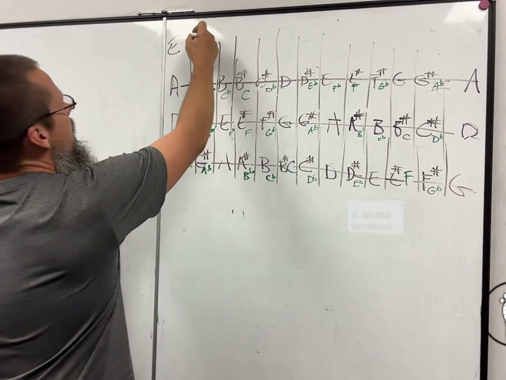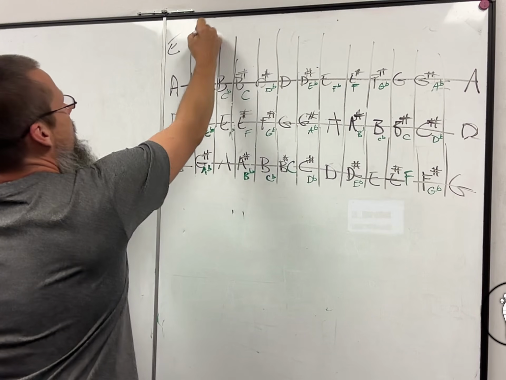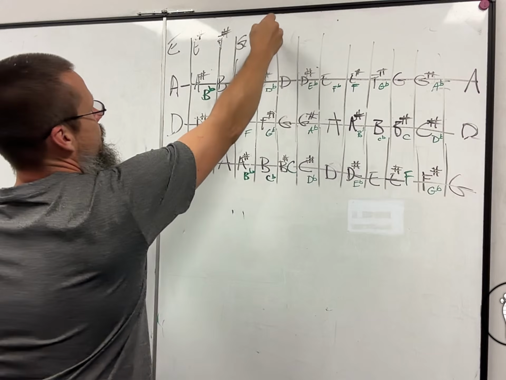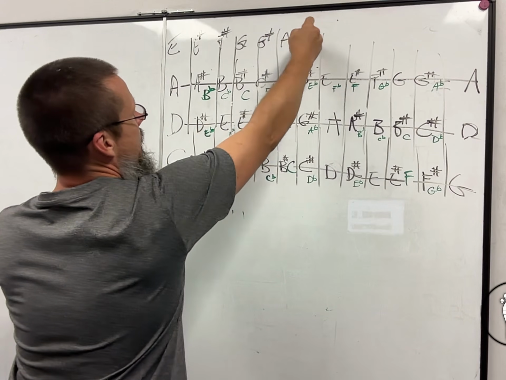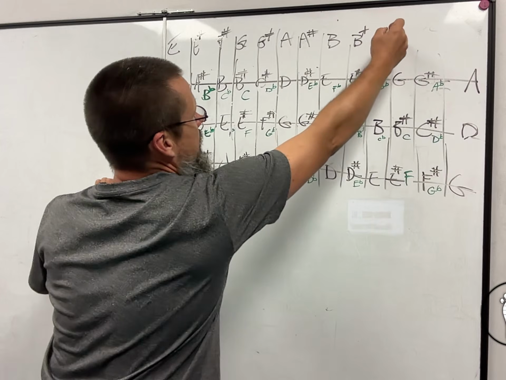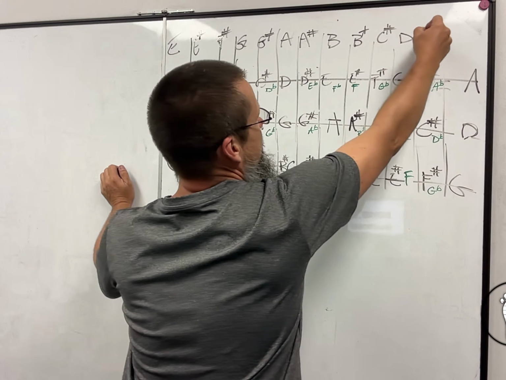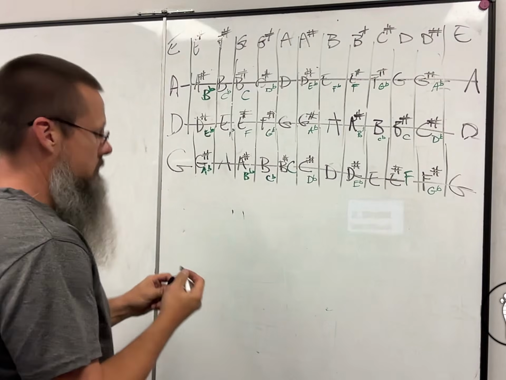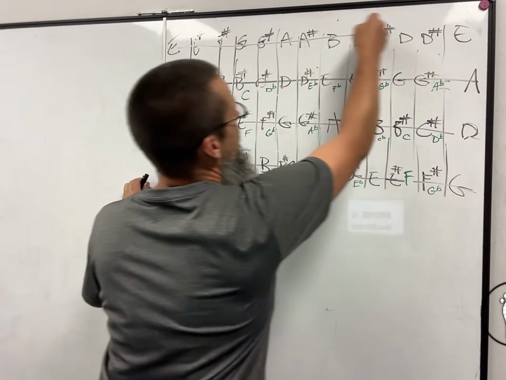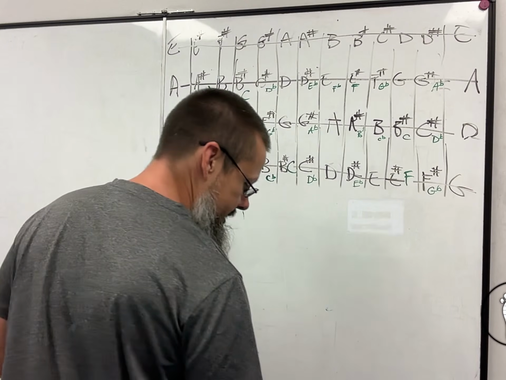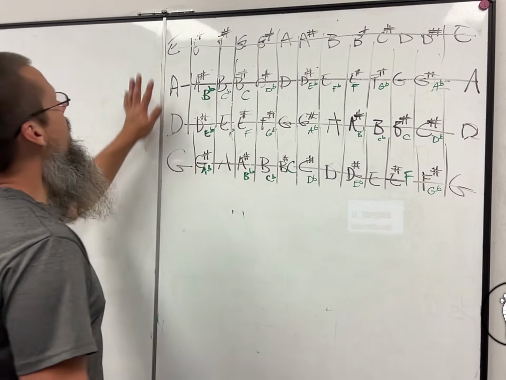Throw our E in. Our E goes to our E sharp. We have an F sharp, G, G sharp, A sharp, B sharp, C sharp, D sharp, and then we get to our 12th fret E. This allows us to see all of our chromatic notes inside the scale of E.